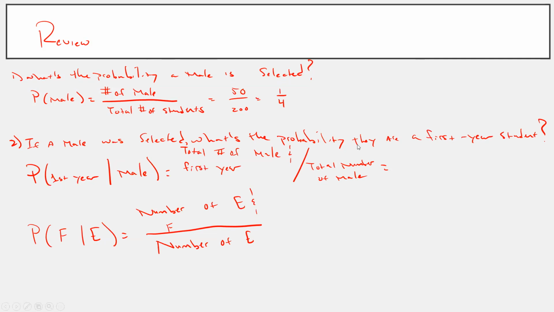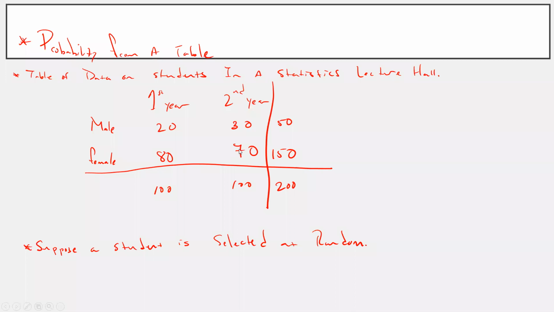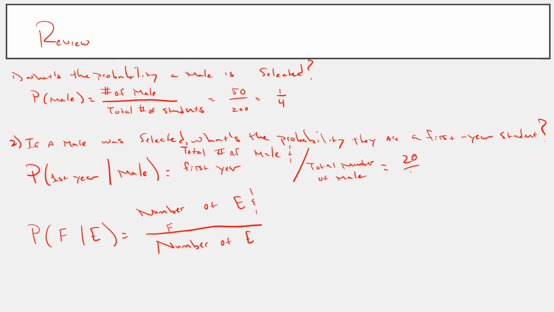Looking back here, the total number of first year males, how many are those? If you look right here, it's just 20. And how many total males were there? Yep. So this is just 20 out of 50, which is 4 out of 10, or 0.40. And that's it, 2 out of 5. That's just what it reduces to.